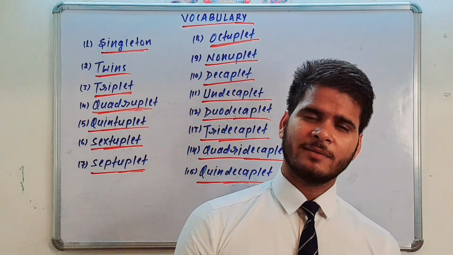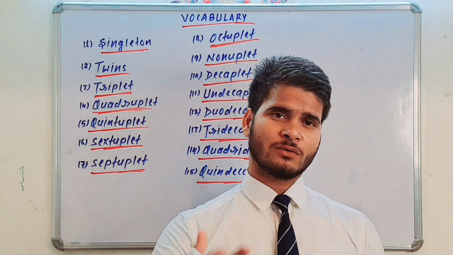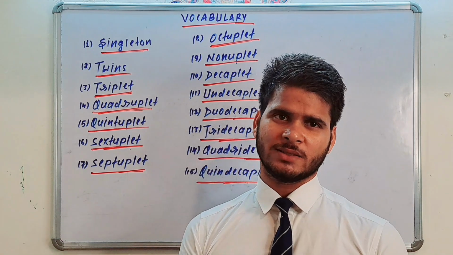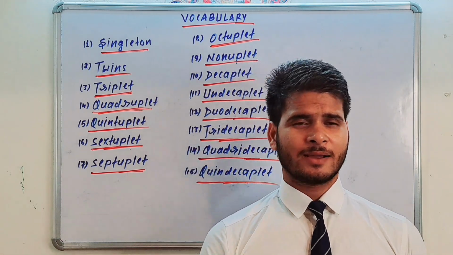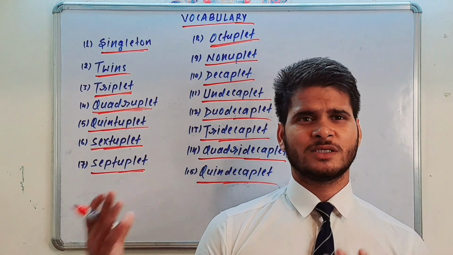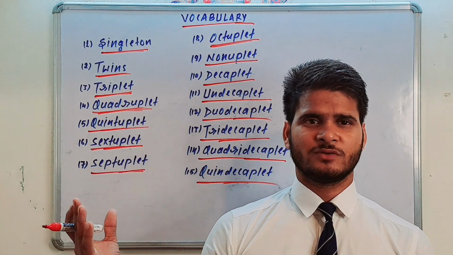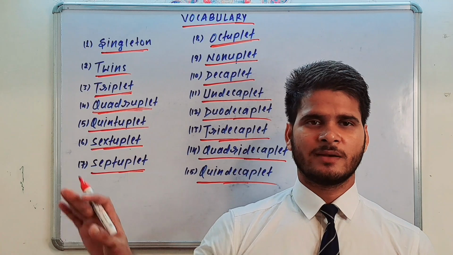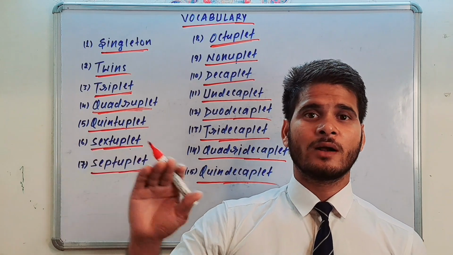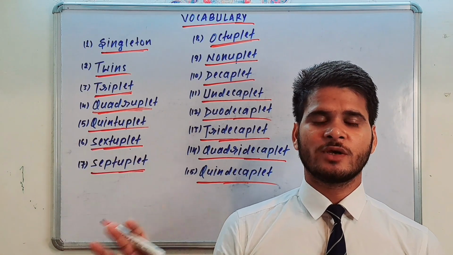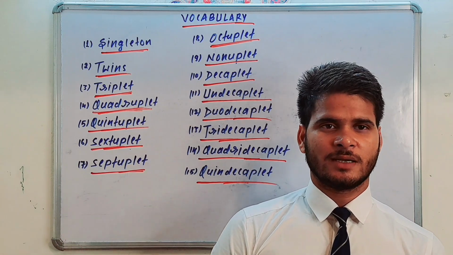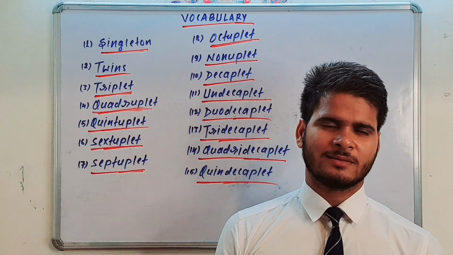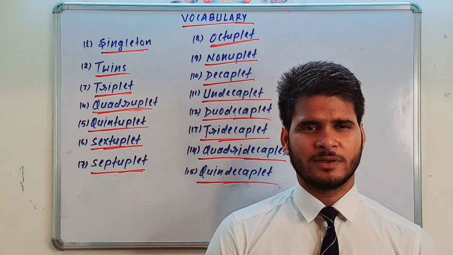Okay, so I have arranged all these vocabularies according to number, and you can also know the meaning according to the number, like singleton in first one. Singleton, number one, that is one baby at a time. Twins in number two, like two babies at a time. And like that, you have to explain everything.